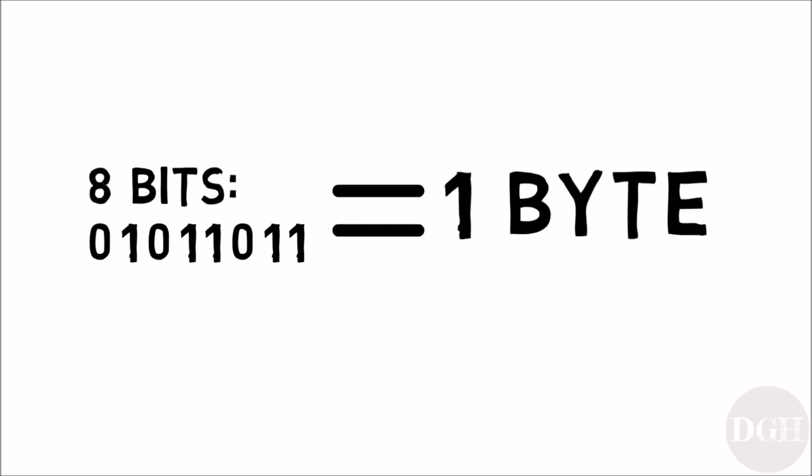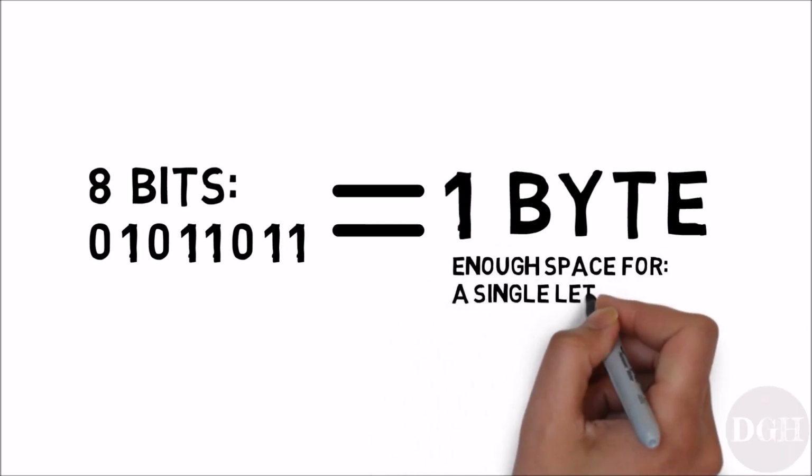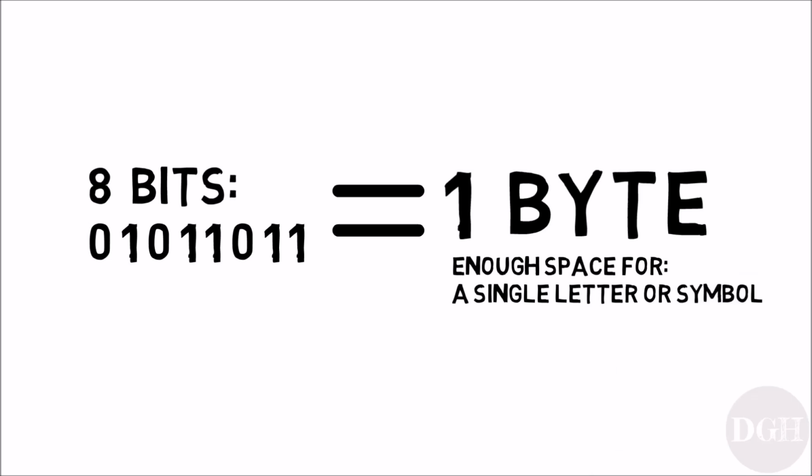You can think of 1 byte as the amount of space required to store a single letter or symbol in a text document. So if you wrote a paragraph with 500 characters, that would require about 500 bytes of storage space.